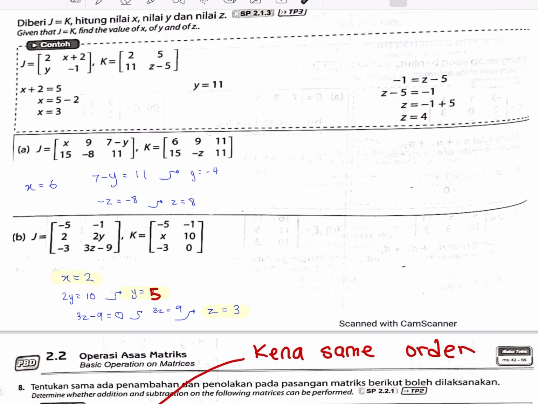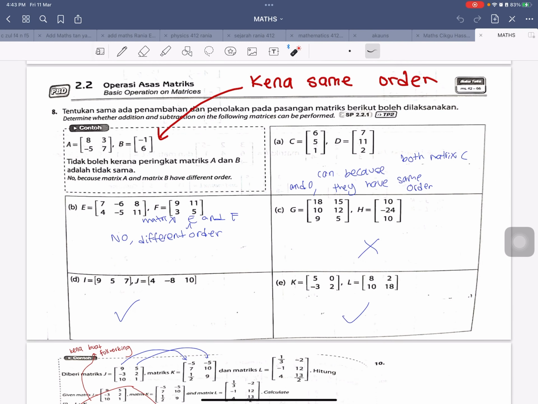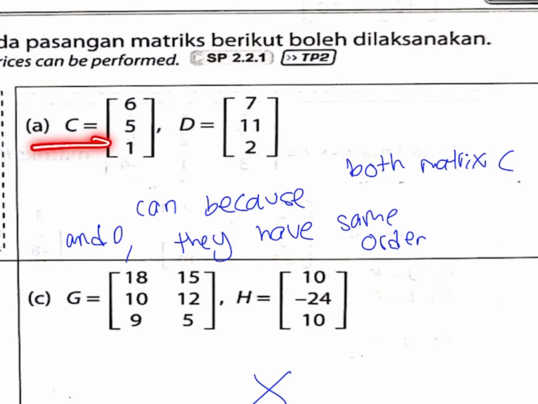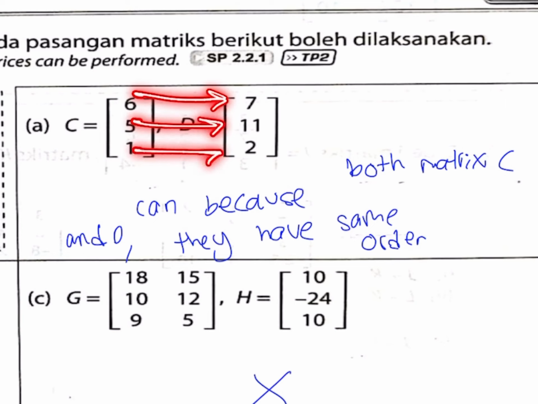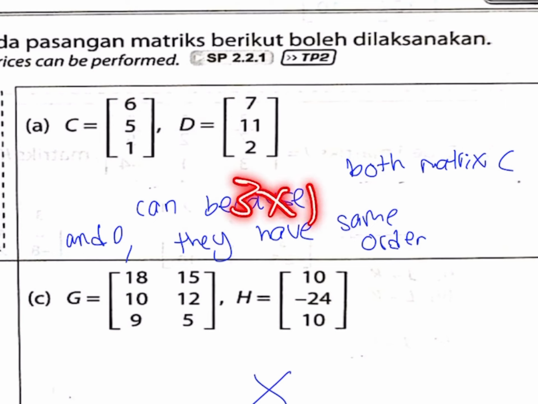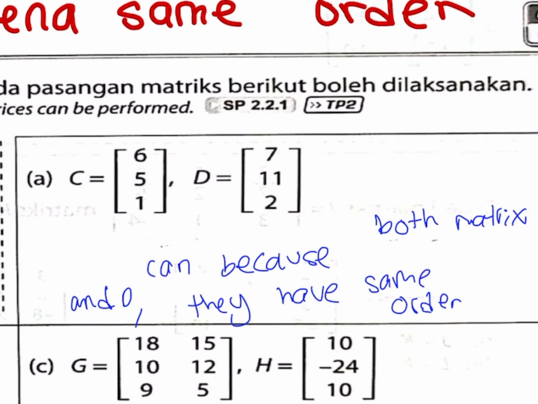So the same goes for the other questions as well. I'm going to give you guys a moment to take a screenshot. 3, 2, 1. Okay, let's move to the next one. Determine whether addition and subtraction of the following matrices can be performed. See, this is 1, 2, 3, column 1, going from top to bottom: 1, 2, 3. 3 times 1, 3 times 1. So yes, addition and subtraction can take place because both have the same order. Both matrix C and D have the same order.